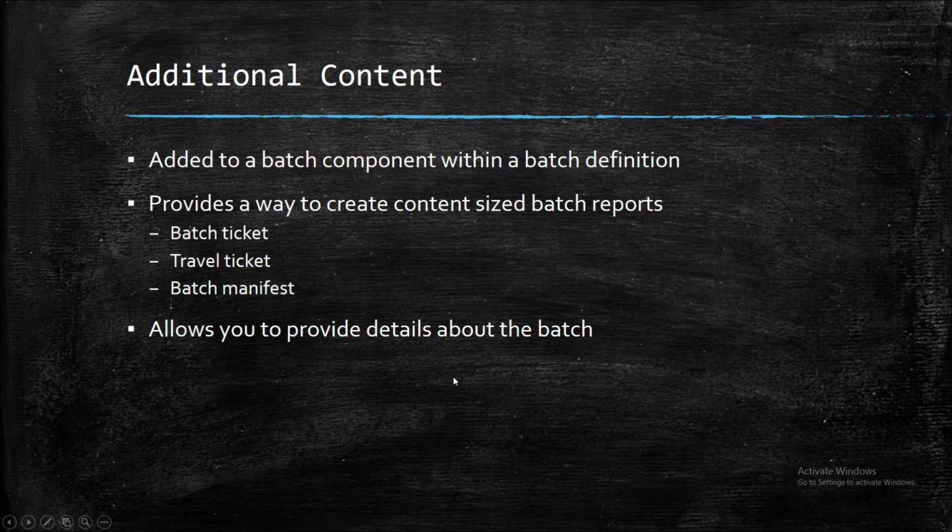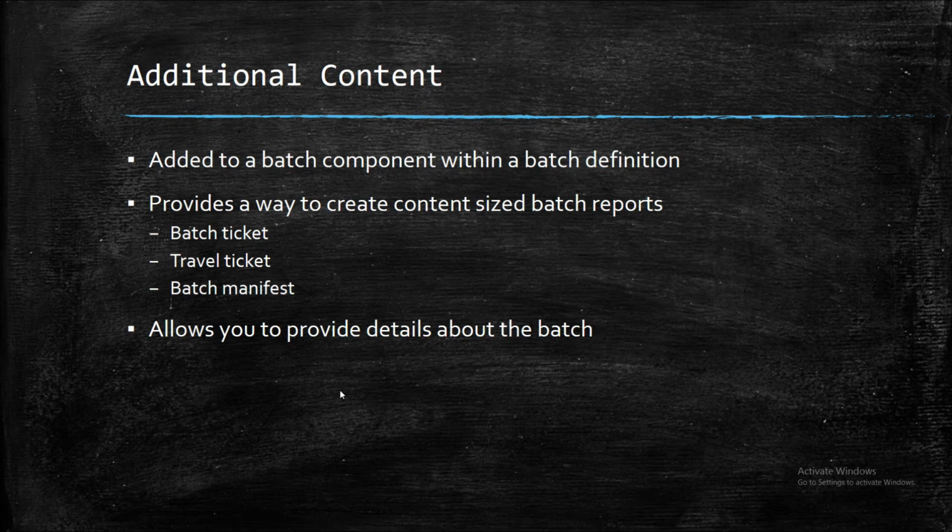Now, additional content is the other side of the coin, and all of that happens at batch time. So additional content is added to batch components within a batch definition, and one of the primary purposes for using additional content at batch versus an additional spread is that this provides a way to create content size reports, or content size batch tickets, or travel tickets, or batch manifests, whatever you want to call those.